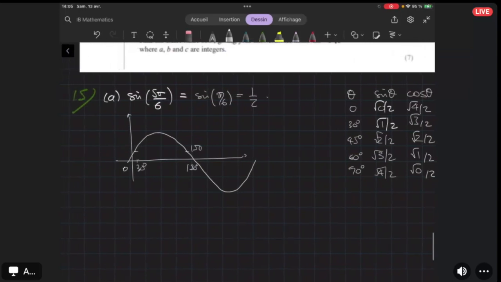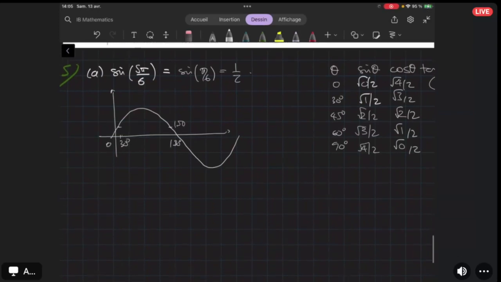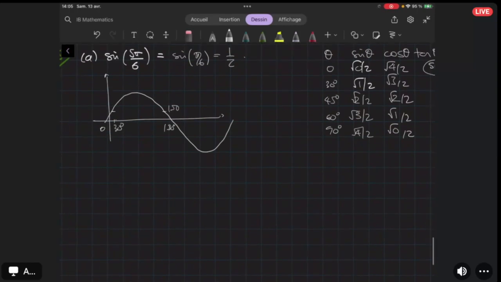Isn't the unit circle better to do in exams? Yes. But if you just wanted a quick and dirty way to get your answer, this would be it. B. Cos of negative 135. That's going to be cos of 135. That's going to be negative cos of 45. That will be negative root 2 over 2.